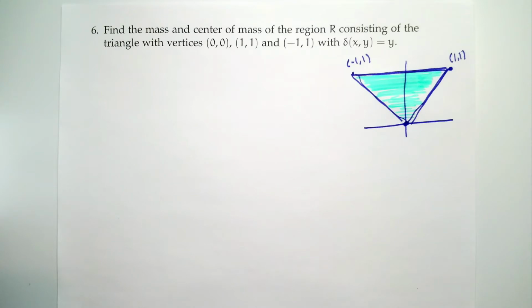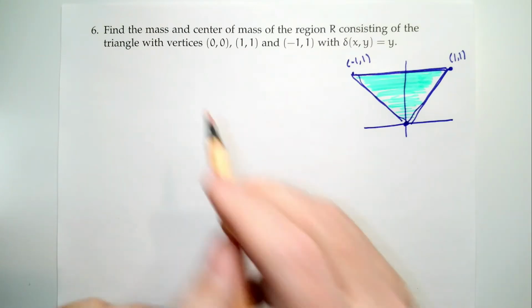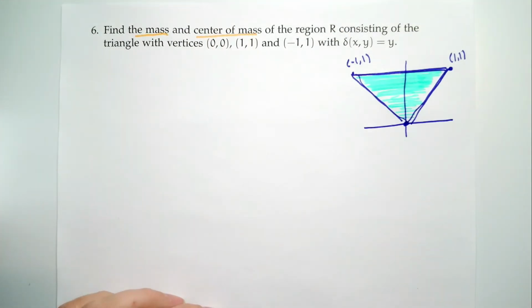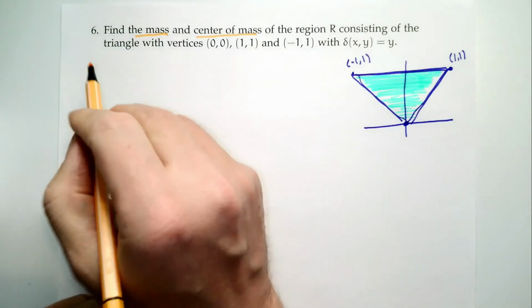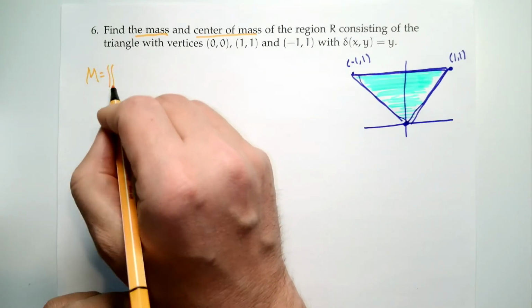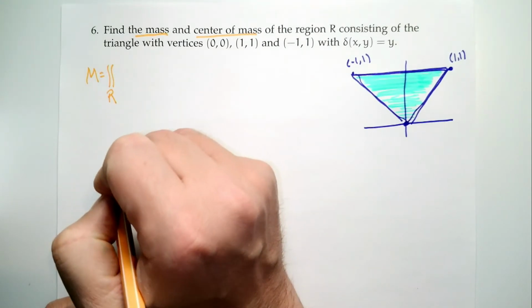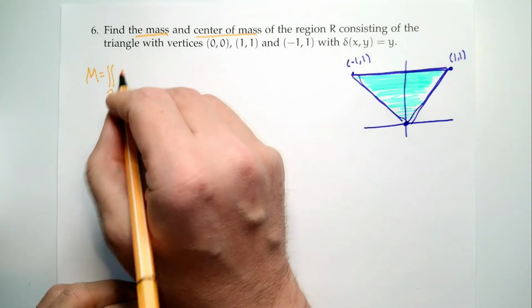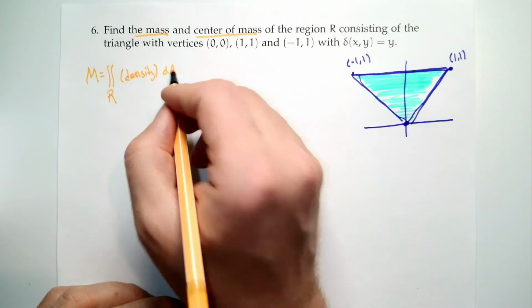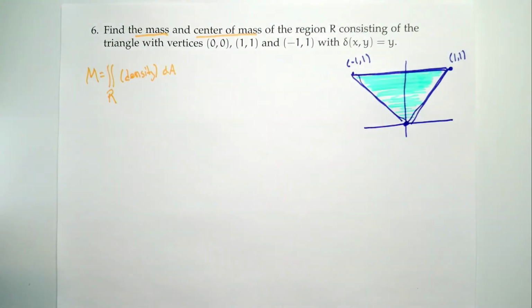Now we've got to find a couple of things here. So this problem is going to take us a couple minutes, but that's all right. We've got time. We've got to find the mass, and we've got to find the center of mass. So let's start by talking about the mass. So the mass will be the integral over our region R of our density dA.